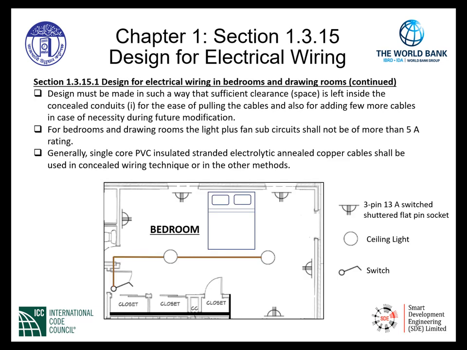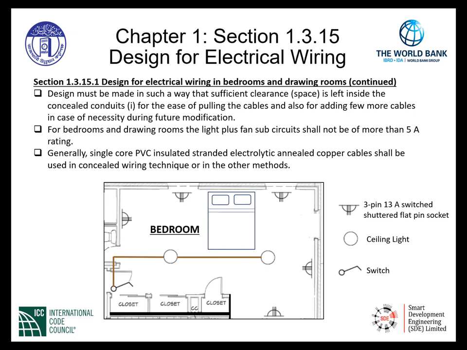The design must be made in such a way that sufficient clearance or space is left inside the concealed conduits when we run these circuits to the bedroom, drawing rooms, and living rooms, for the ease of pulling the cables and also for adding a few more cables in case of necessity during future modification. For bedrooms and drawing rooms, the light plus fan subcircuits shall not be of more than 5 amp rating. Generally, the single core PVC insulated copper cables shall be used in concealed wiring technique or other methods.